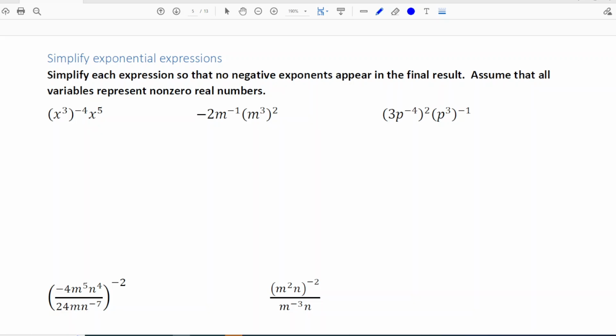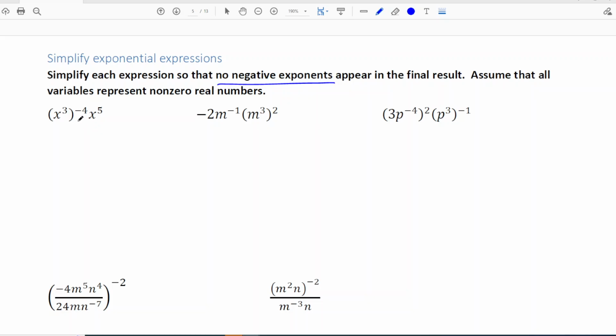All right, so at this point, I'm hoping you've practiced everything else because now what we're going to do is make them confusing by adding all the things. So you could get some product rules, some quotient rules, some power rules, some negative exponents, some zero exponents, and they can all be thrown in together. And the question is, what do I do? So all we're going to be doing here is simplifying each expression so that no negative exponents appear in the final result. That's the most important thing.